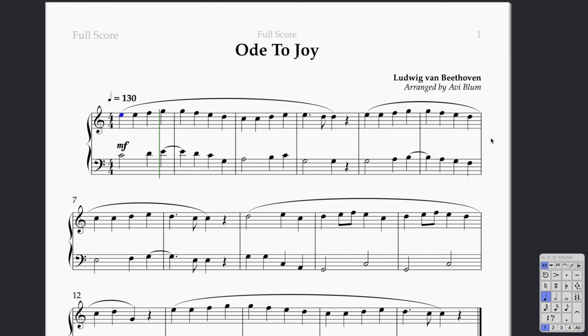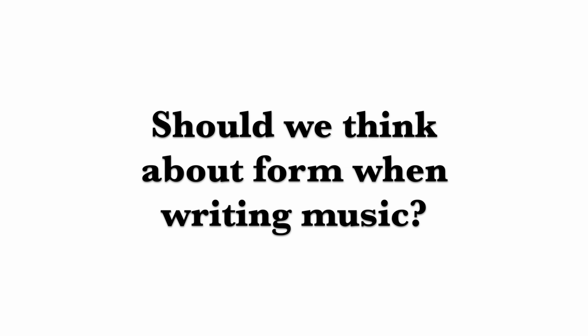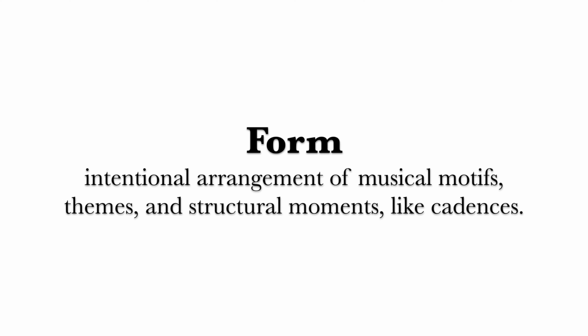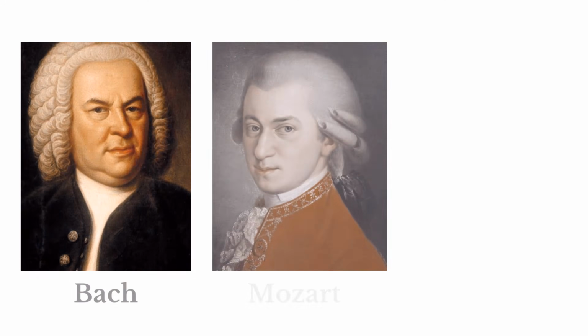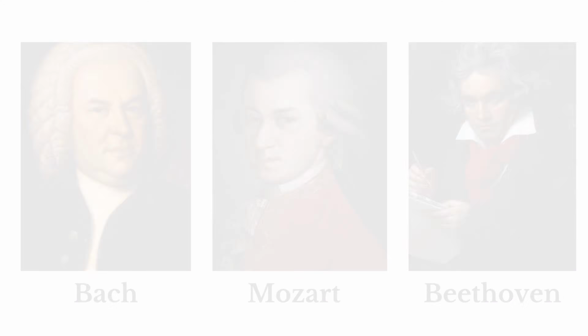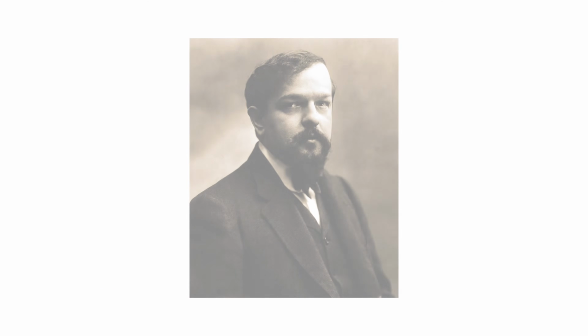But for now, what I want to discuss is whether or not we should think about form at all when we're writing a melody or just writing music in general. Form is the intentional arrangement of musical motifs, themes, and structural moments like cadences that allows us to create a very specific kind of music that's catered to and was mostly written in the 17th, 18th, 19th century. But that's really when form started to sort of fall by the wayside a little bit more.